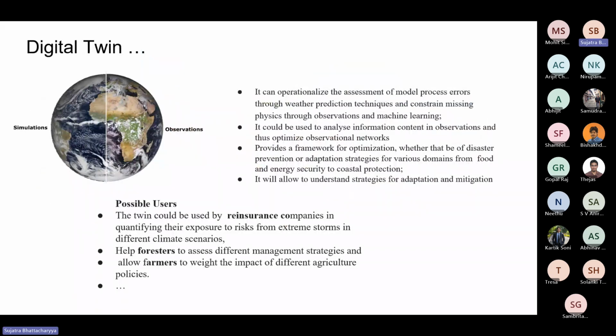Okay, so this is more details of the digital twin which I skipped from CMW. So it can operationalize the assessment. All the other details are there. I'll leave it to anybody who is interested.